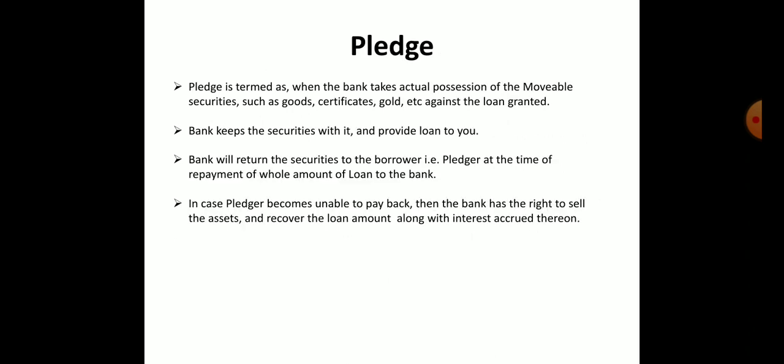So that is inter-office adjustment. Next is pledge. We have already studied in mercantile law in the last semester. Pledge is basically on movable items. Pledge is kind of, अगर मैं हिंदी में बात करूँ तो इसको बोलते हैं गिरवी रखना. Pledge is a term when the bank takes actual possession of the movable securities such as goods, certificates, gold, etc.